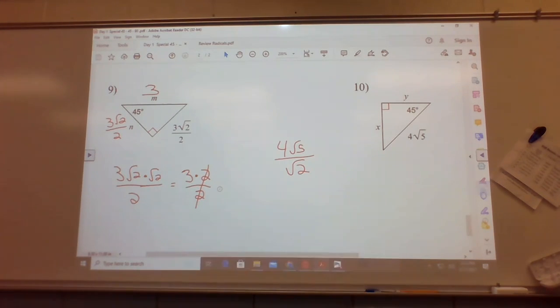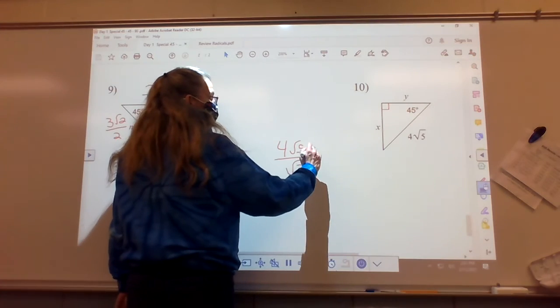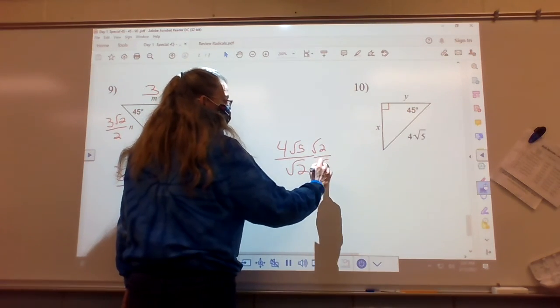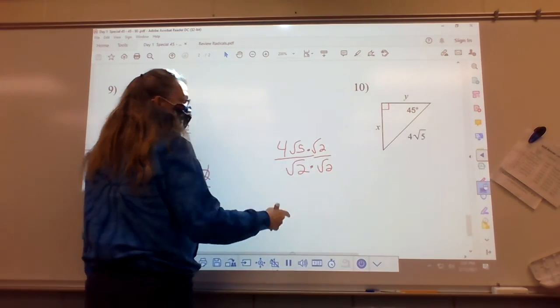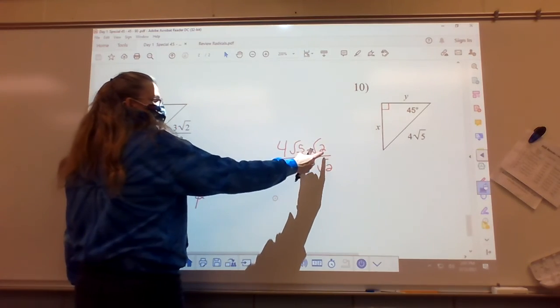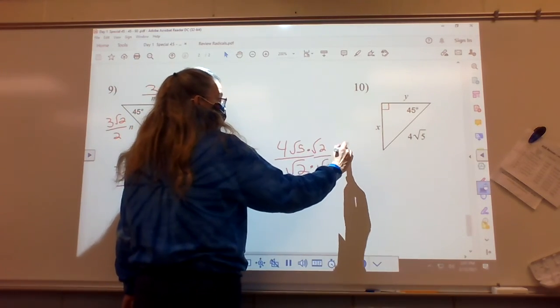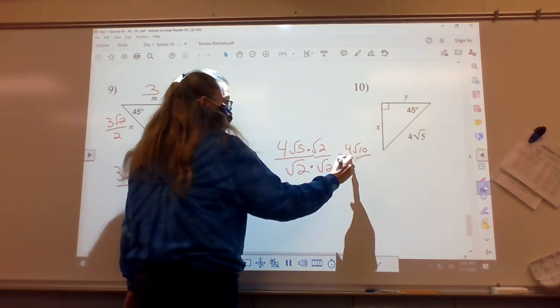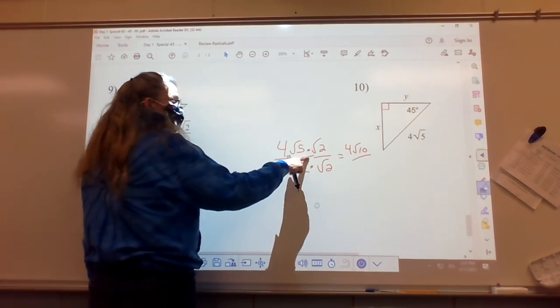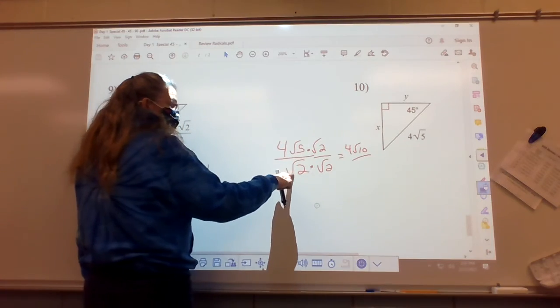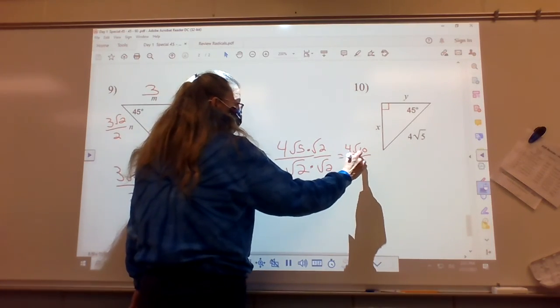Now, if you give me this, I'll give you something. But I can't leave it like this for full credit. So what am I going to have to do to fix it? Multiply by radical 2 over radical 2. Bingo. So multiply by radical 2 over radical 2. So now I have 4 radical 10. The entire reason we did this was to get this 2 out of the radical. So now I have just a plain old 2.